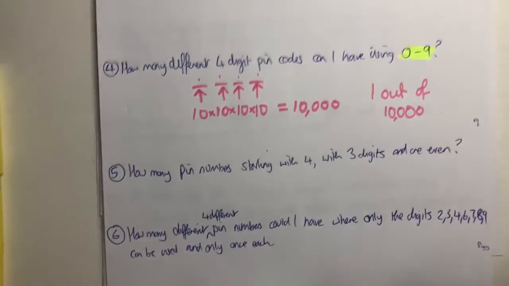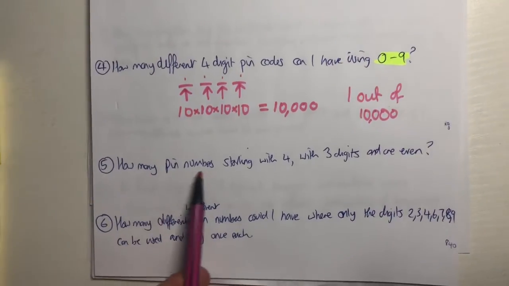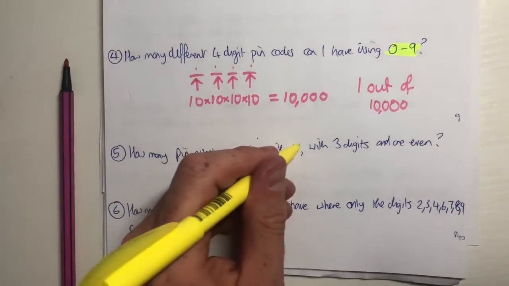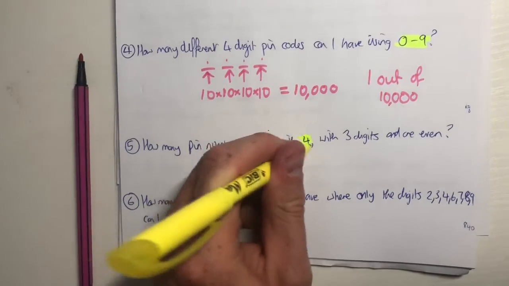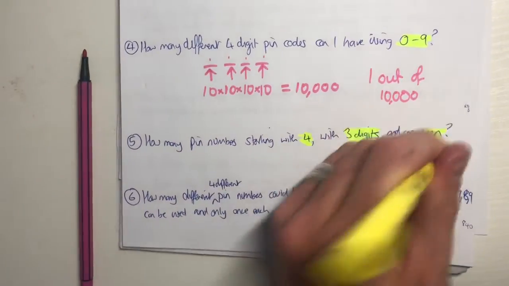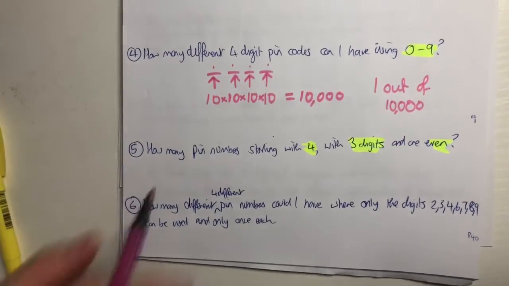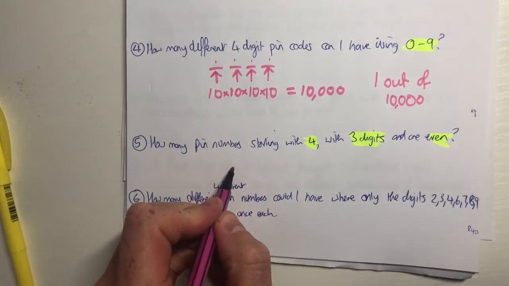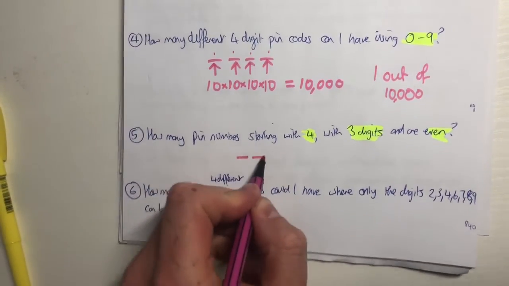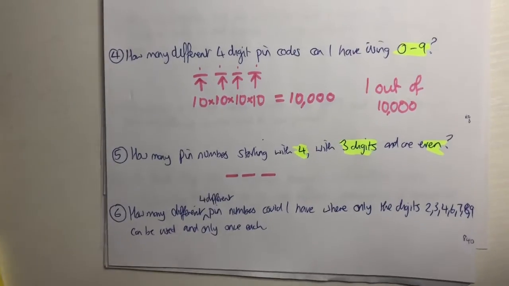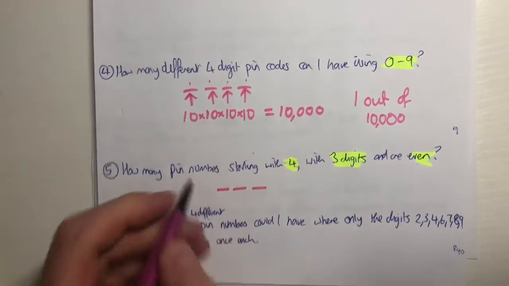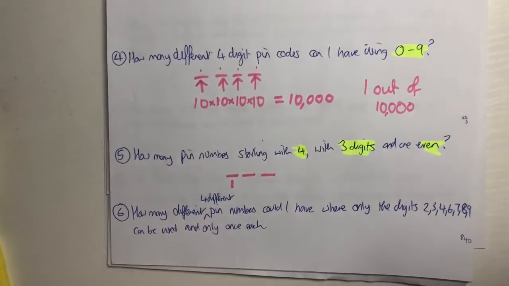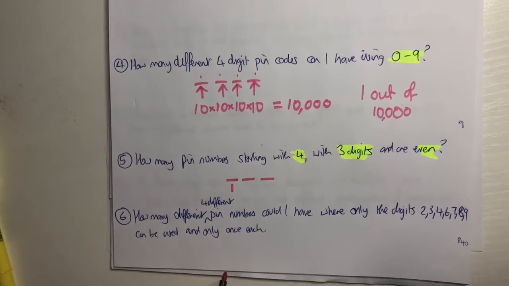Okay, next one. A little bit advanced. How many PIN numbers starting with 4, with 3 digits, and that are even? Right, so it's a 4-digit PIN number. Sorry, 3-digit number. So 1, 2, 3. How many different choices have you got for the first one? Well, it tells you it's starting with 4, so there's only one different way. It can only be 4.